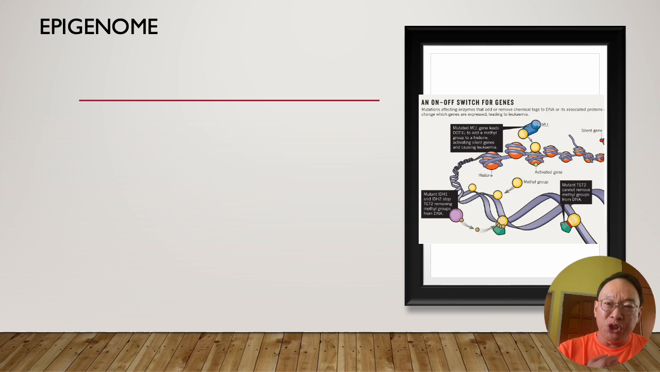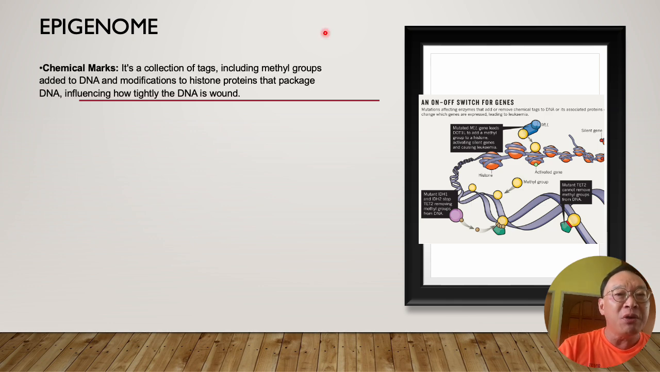Okay, to explain the epigenome further, there are chemical marks. It's a collection of tags, including methyl groups, added to the DNA. When you add a methyl group, it's called methylation. That means the gene is turned off. If you demethylate, take away the methyl group, the gene is turned on. And there are modifications to histone proteins that package DNA, influencing how tightly the DNA is wound. Our DNA is in coils, right? So if the genes are hidden because it's wound up, that means it cannot be expressed, right? So all these things I'll explain.